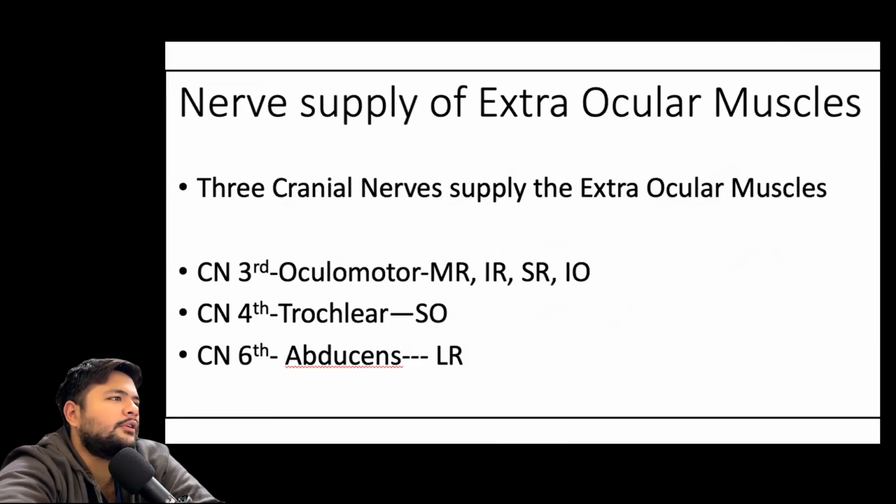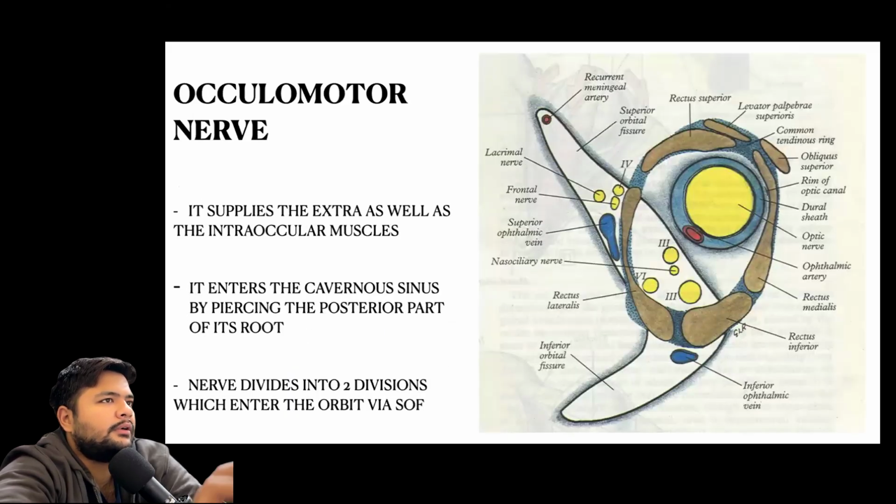Then the nerve supply of extraocular muscles. Three cranial nerves supply the extraocular muscles. The third cranial nerve, the oculomotor nerve, supplies the medial rectus, inferior rectus, superior rectus, and inferior oblique muscle. We can remember the rest of the muscles as SO4 and LR6. The superior oblique muscle is supplied by the trochlear nerve, and the abducens supplies the lateral rectus, LR6. Now coming to the oculomotor nerve, it supplies the extraocular as well as the intraocular muscles.